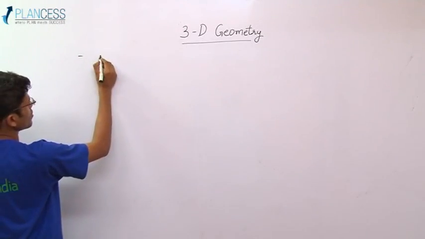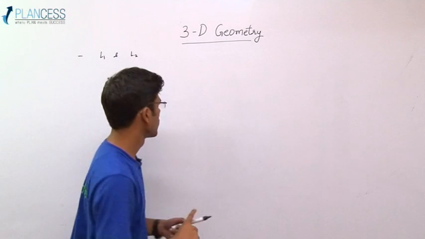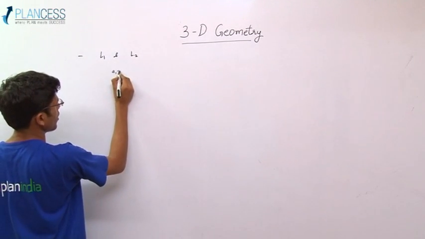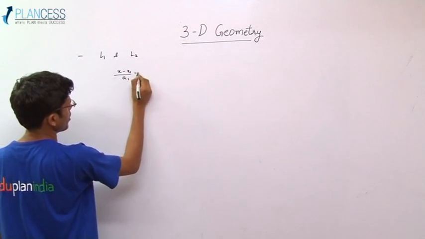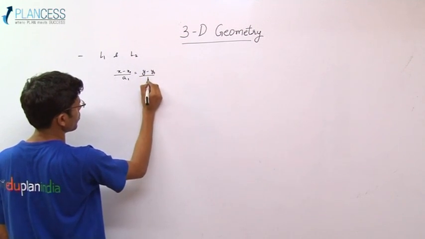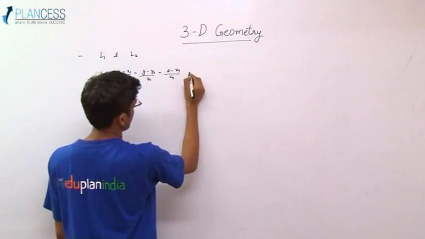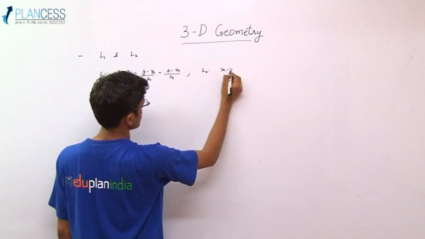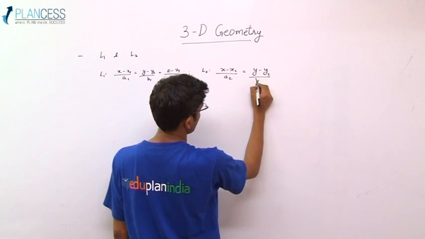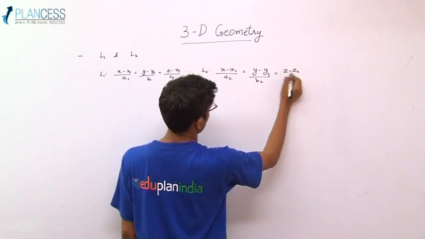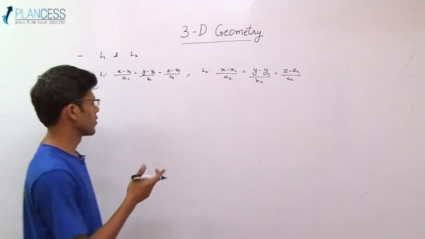Say we have two lines, L1 and L2. We want to find a line which is intersecting both of them. Say L1 is given as x minus x1 upon a1 equals y minus y1 upon b1 equals z minus z1 upon c1, and L2 is given as x minus x2 upon a2 equals y minus y2 upon b2 equals z minus z2 upon c2. So this is L1 and this is L2. We want to find a line which is intersecting both of them.